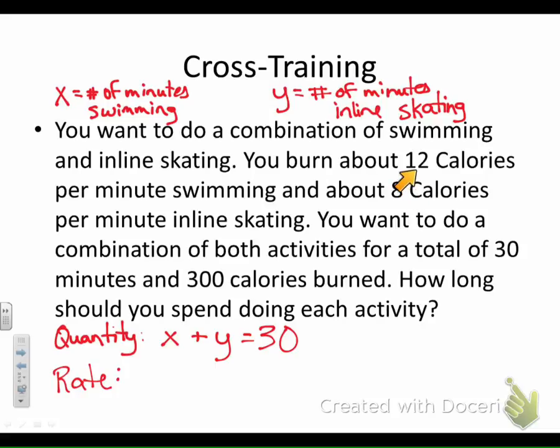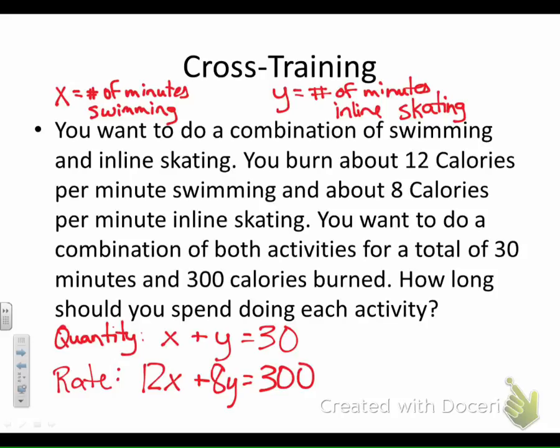So in my rate equation, I've got 12 calories per minute swimming plus the rate of inline skating, 8 calories per minute inline skating. That's got to equal, well, if I'm talking about calories per minute, I better be equal to the amount of calories I want to burn. What do we got? 300.